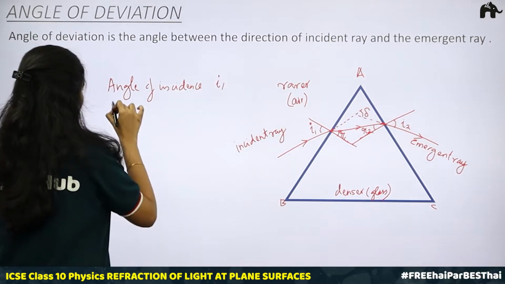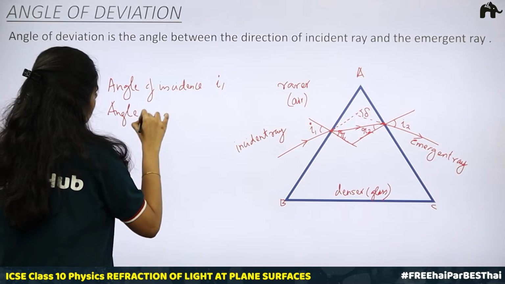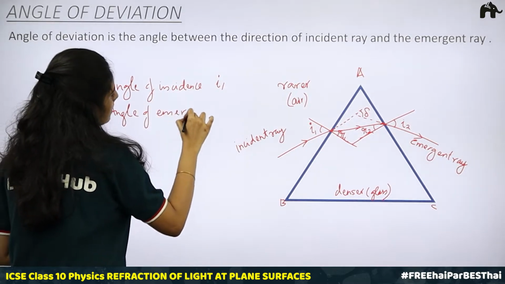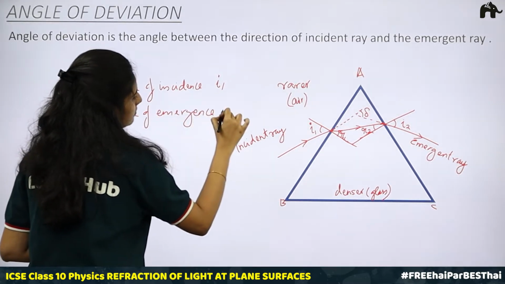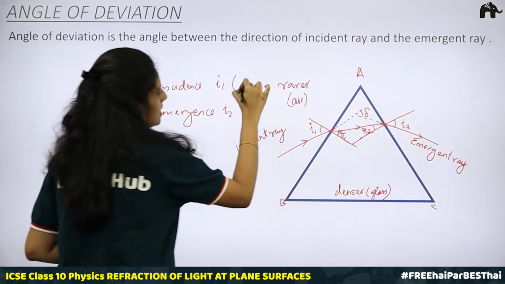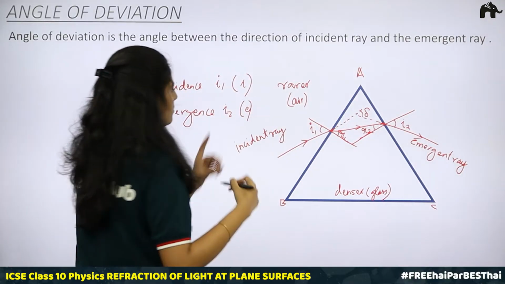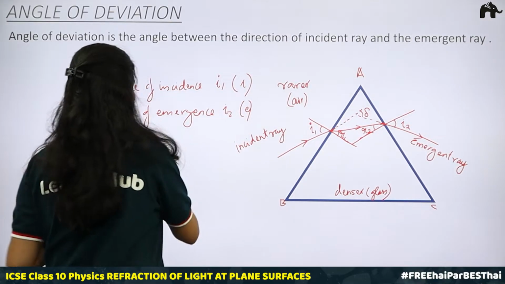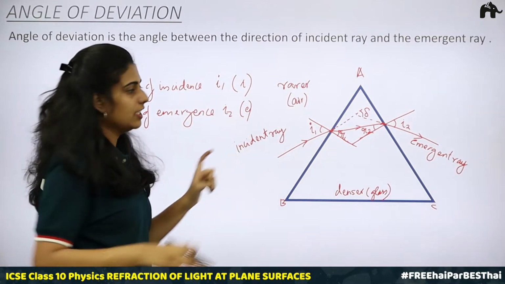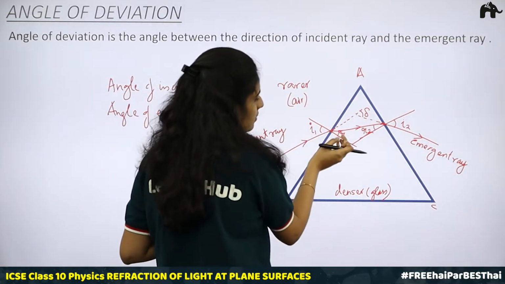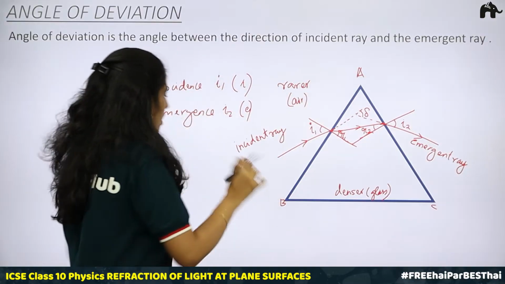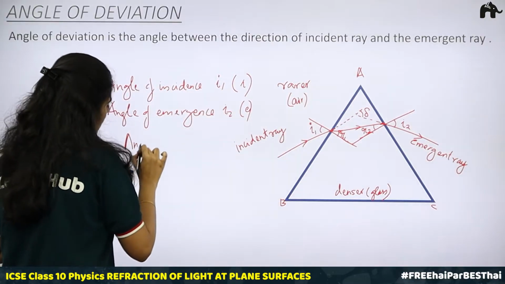Okay, so here we will be having the angle of incidence I1 and the angle of emergence I2, or you can represent them as I and E. Angle of incidence if taken as I, you can take the angle of emergence as E. Then you have the refraction angles, angle of refraction R1 and R2.